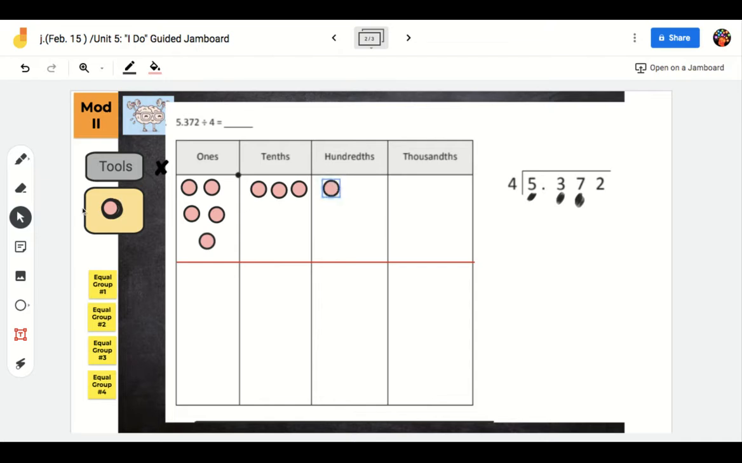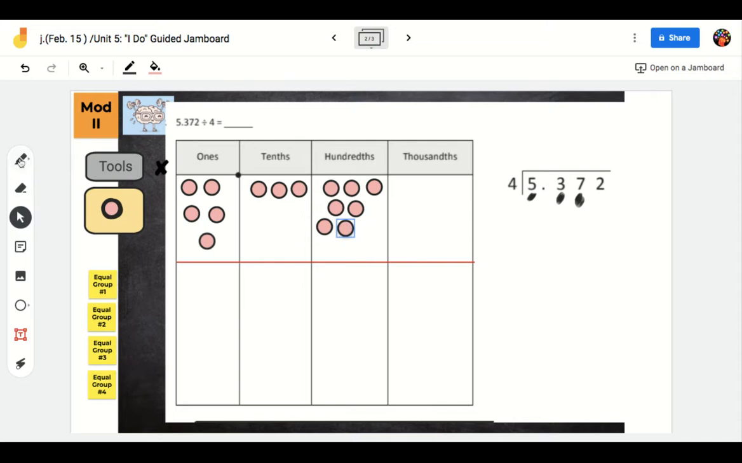1, 2, 3, 4, 5, 6, and let me fit this one in. Can I fit it in? No. And 7 hundredths. Okay.